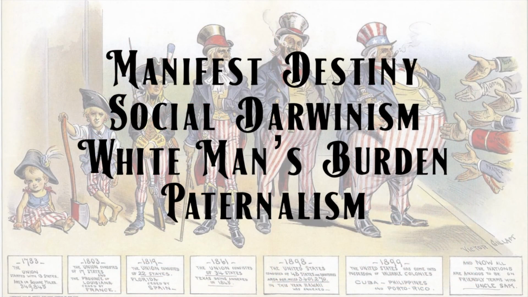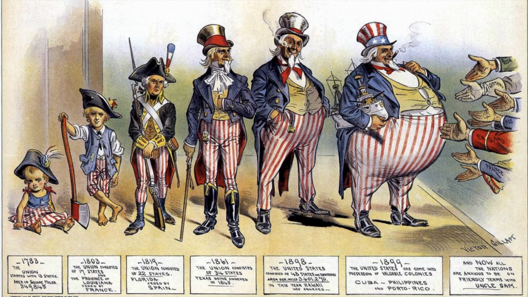So these ideas are going to drive American imperialism: manifest destiny, social Darwinism, white man's burden, and paternalism. In the next video, we'll continue to explore the specific actions that the United States took to expand its empire by looking at the purchase of Alaska and the annexation of Hawaii.